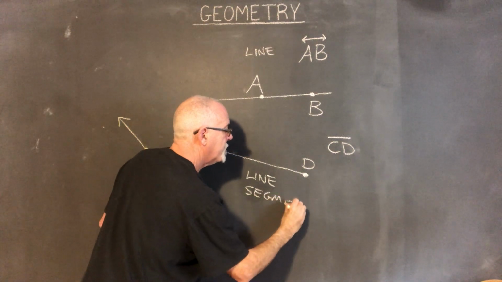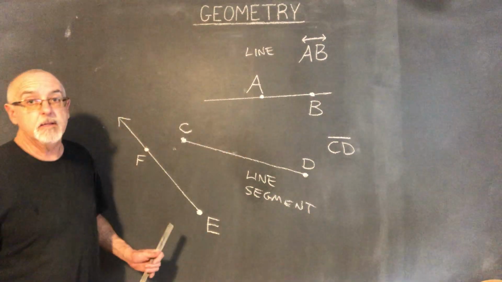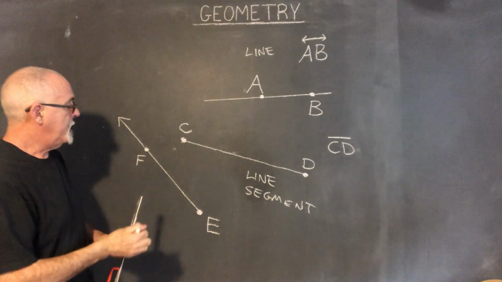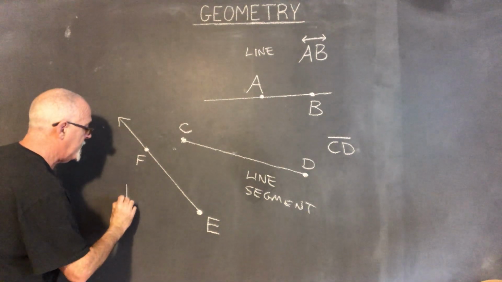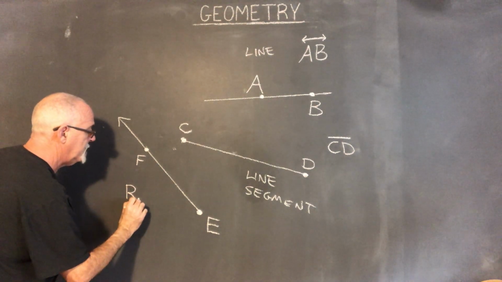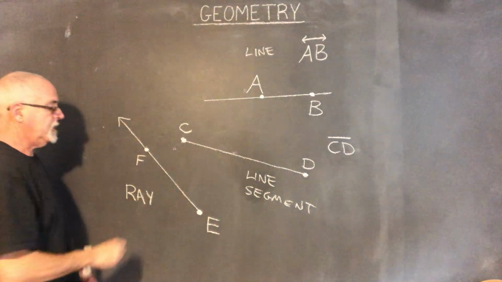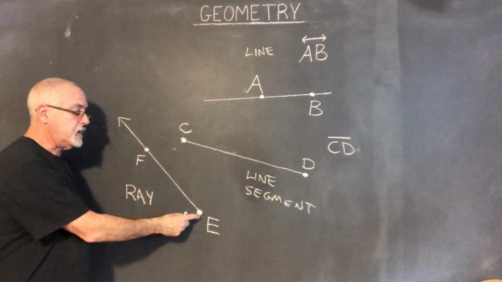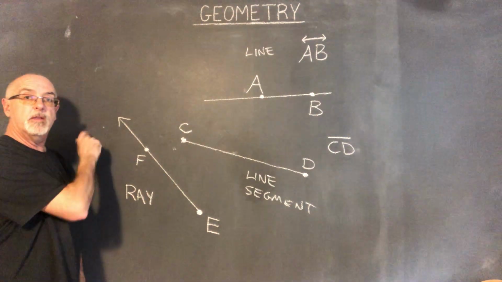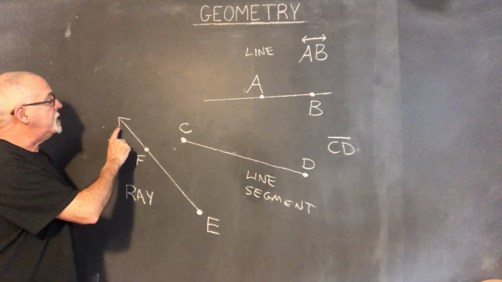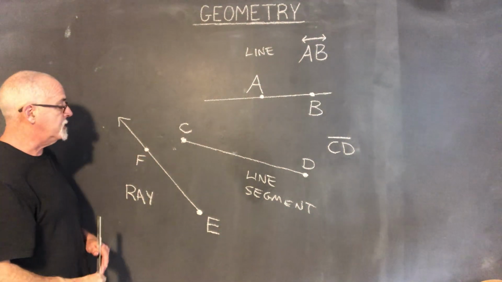Often referred to as a segment for short. And then we have this, which is a ray. A ray is kind of in between a line and a line segment. It has one endpoint, and then it goes on forever in the other direction. And if we want to show that, then we put an arrow to show that this is a ray.